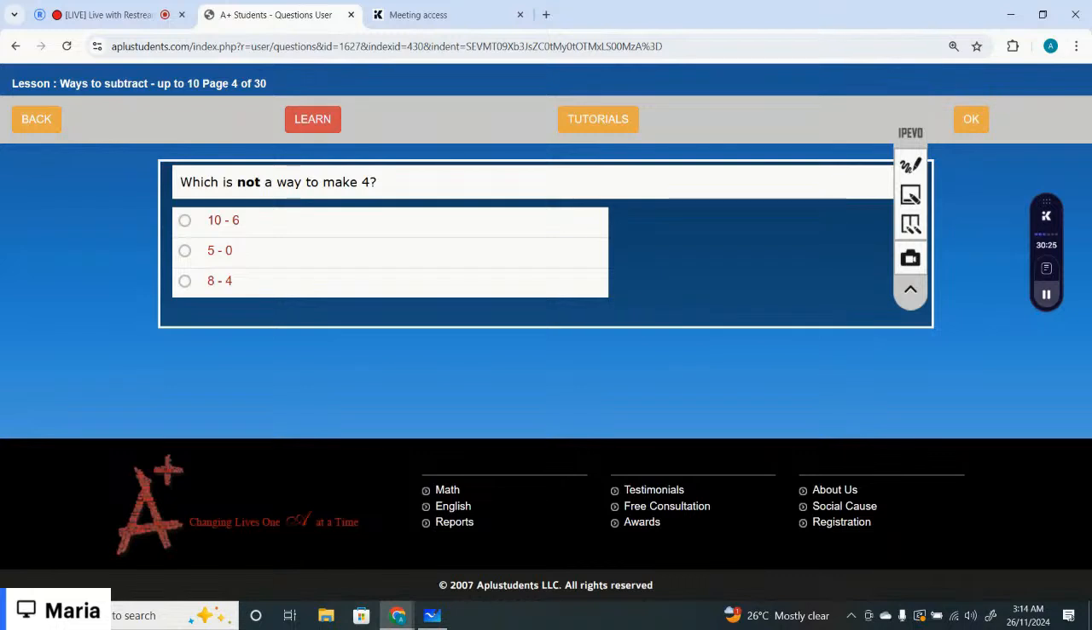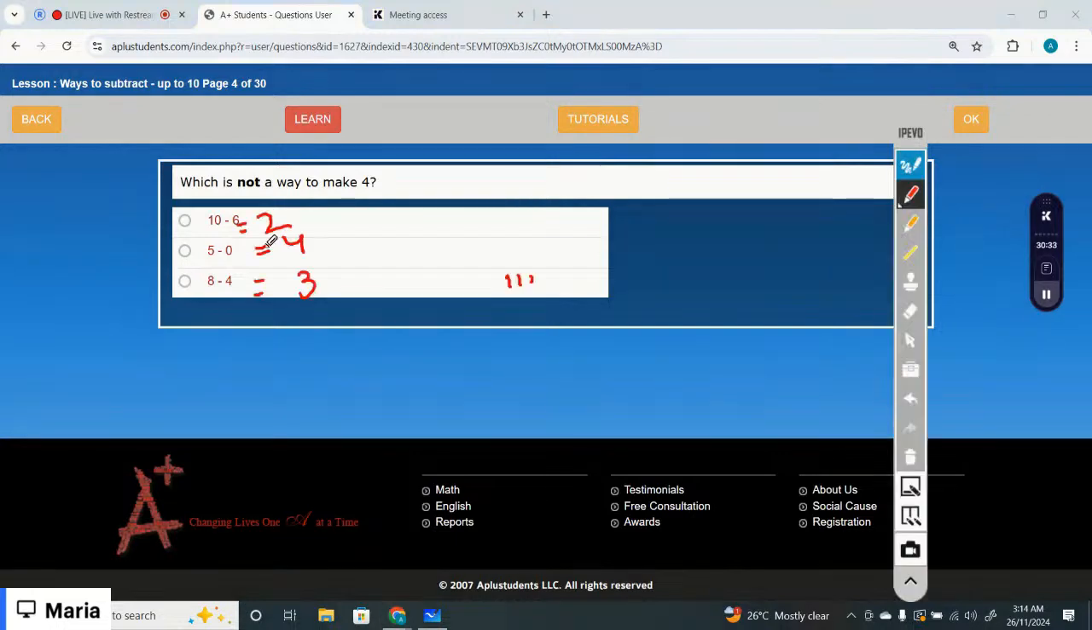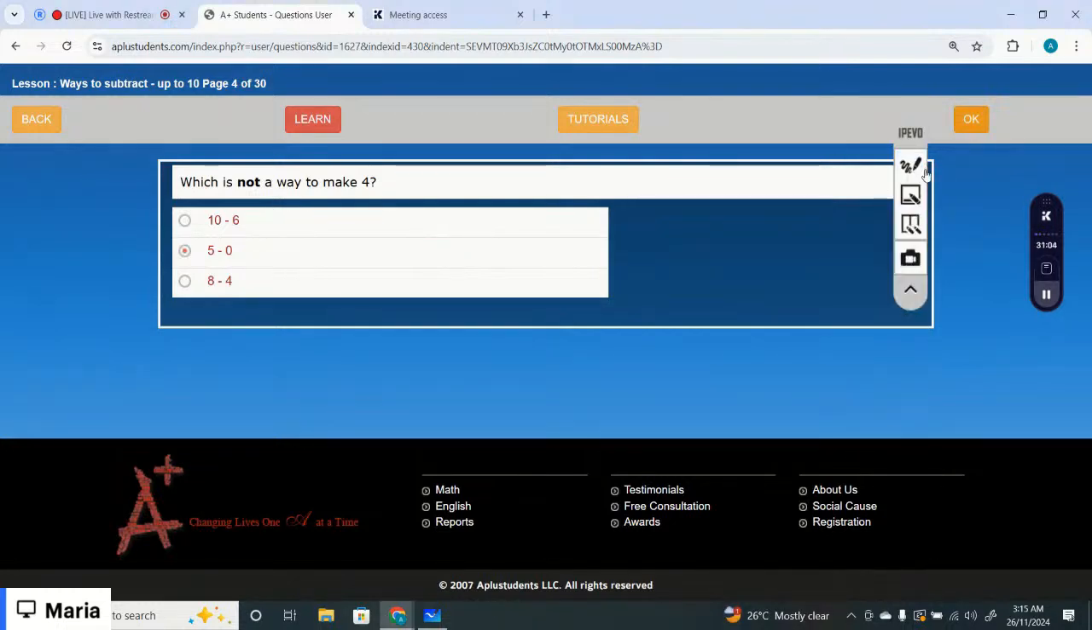Which is not a way to make 4. So which is the correct option? 10 take away 6 is 4, 5 take away 0 is 5, and 8 take away 4 is 4. So which is not a way to make 4? Option number 2 is the correct option, right? That is 5 take away 0. Option number 2 is the correct option.